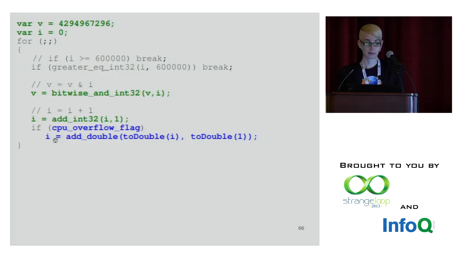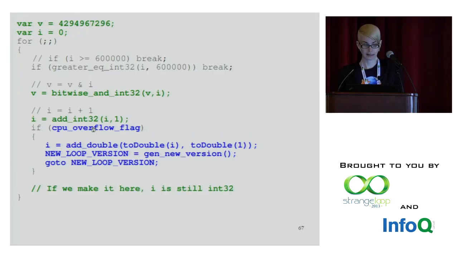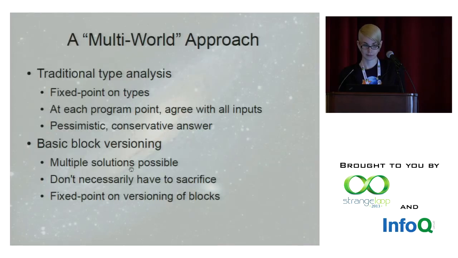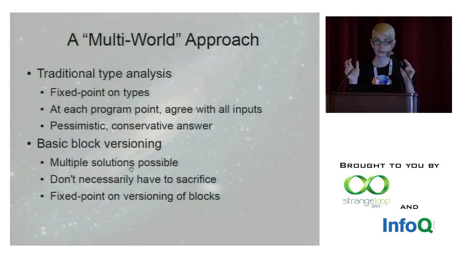So this is a bit of a problem because I've assumed here that those values were integers when I enter the loop. What I can do with basic block versioning is say that if I get a double result, I'm going to generate a new loop version that assumes instead that i is a double. And I'm going to jump to that loop version that handles that case separately. So I can keep this loop here optimized and have another version elsewhere that's going to handle other type combinations. So this is a bit of a multi-world approach.